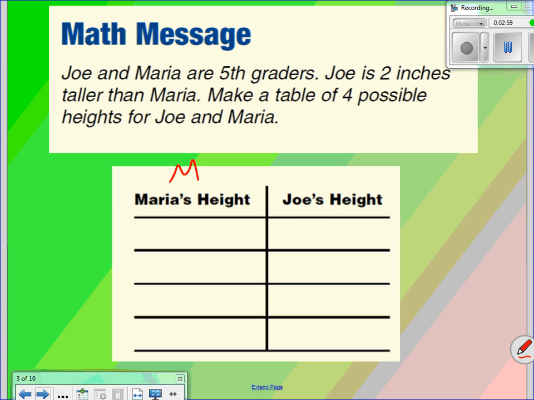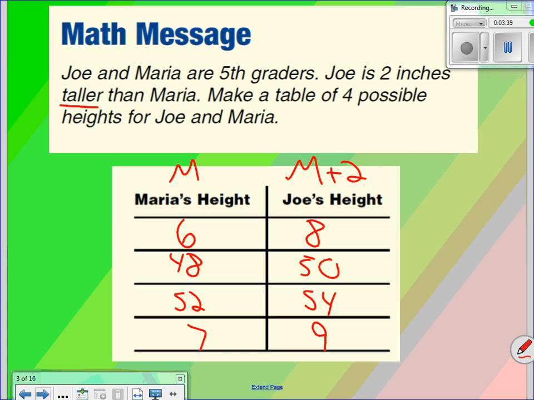Joe's height. Joe is 2 inches taller. So that means we're going to be adding. So wouldn't Joe's height be M plus 2? There's an algebraic expression. So let's take a look. If Maria is 6 inches tall, Maria's pretty short, Joe has to be 8. If Maria is 48 inches tall, a little more realistic, Joe is 50. If Maria is 52 inches tall, Joe has to be 54. If Maria is 7 inches tall, Joe has to be 9.